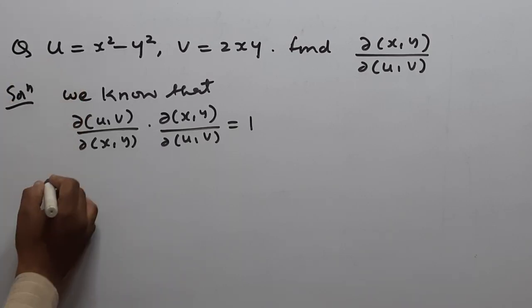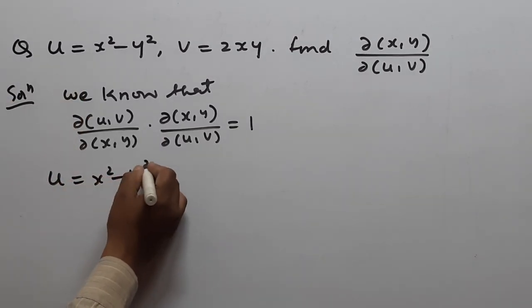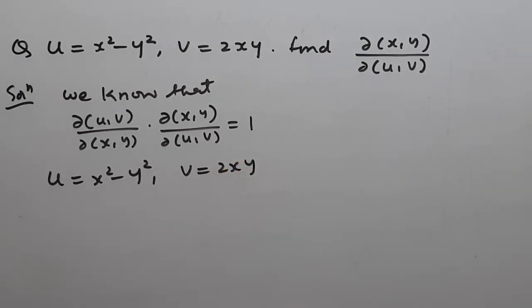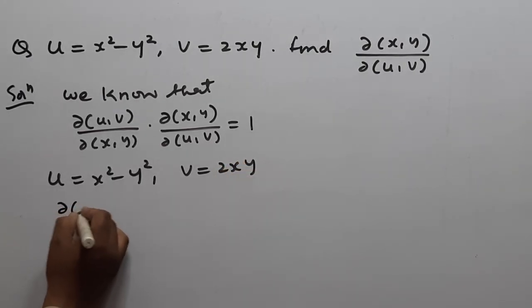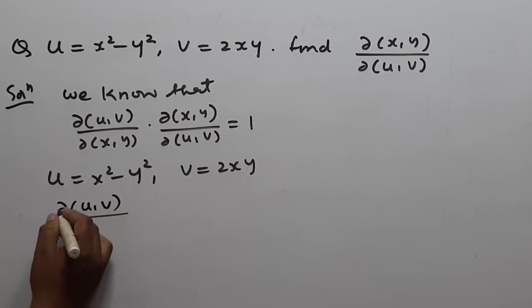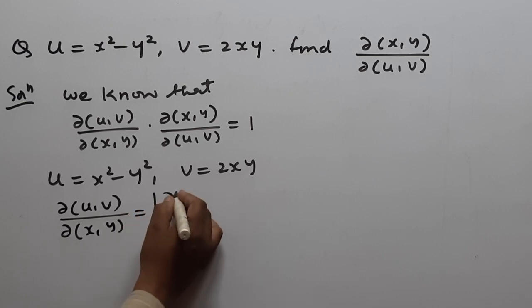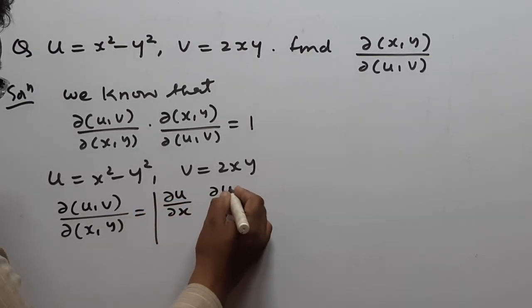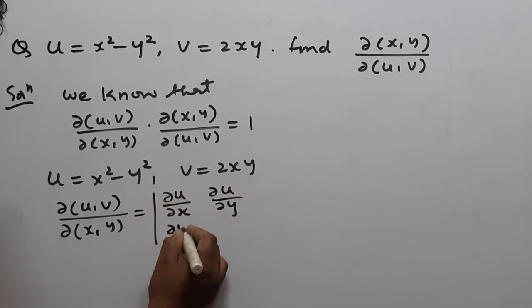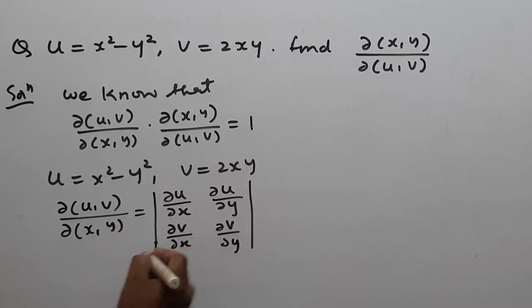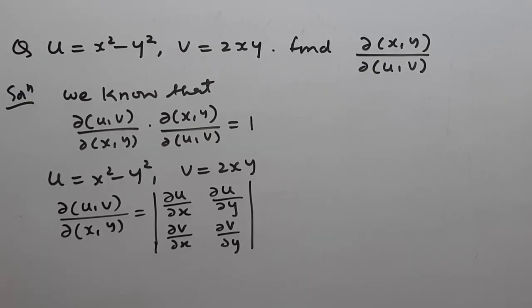So first, it is given that u is equal to x square minus y square and v is equal to 2xy. So by the definition, the Jacobian of uv with respect to xy can be written as del u upon del x, del u upon del y, del v upon del x, del v upon del y. Here first we find the Jacobian of uv with respect to xy.